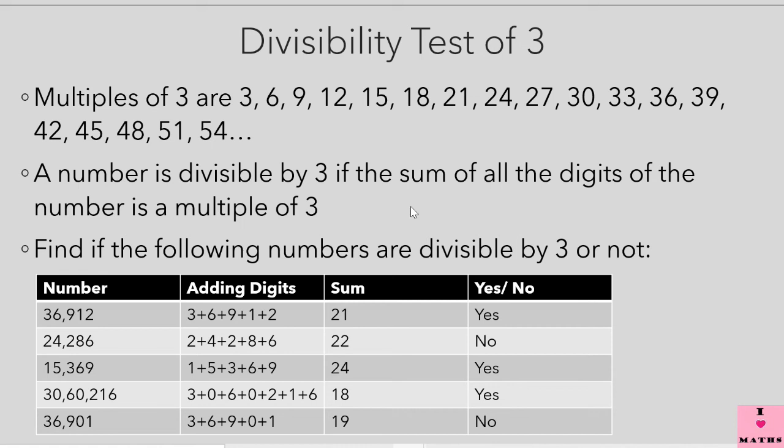Remember this test, that you have to add the digits of the given number and see if the sum comes in the table of 3, then the given number is a multiple of 3, or we can say given number is divisible by 3. Okay, now let's go to the divisibility test of 4.